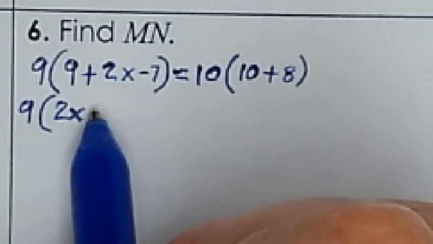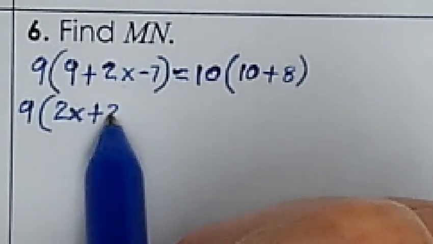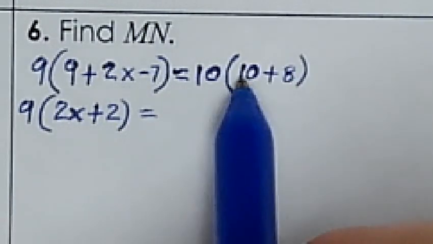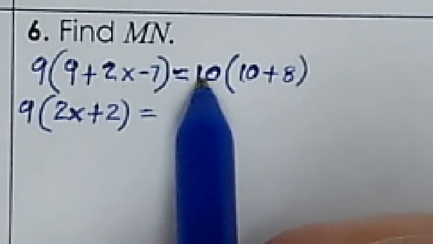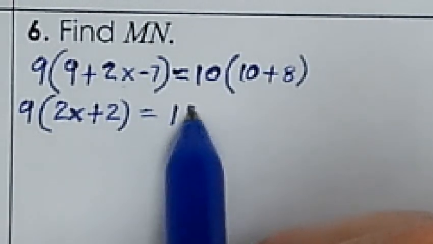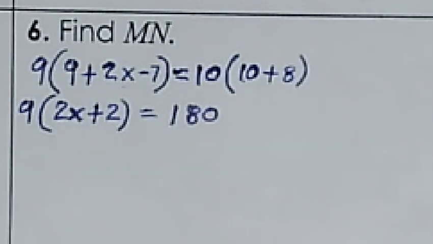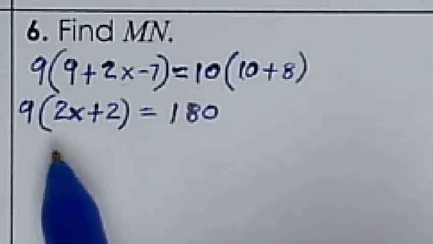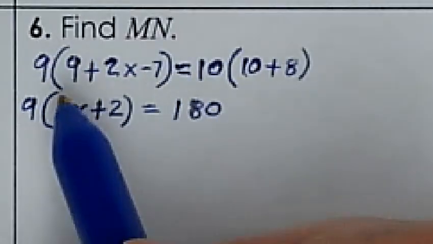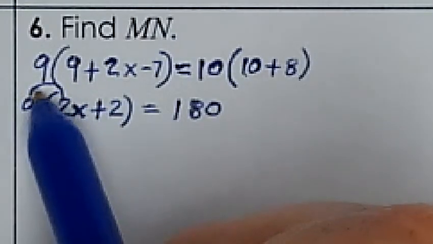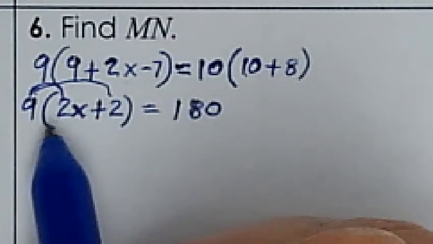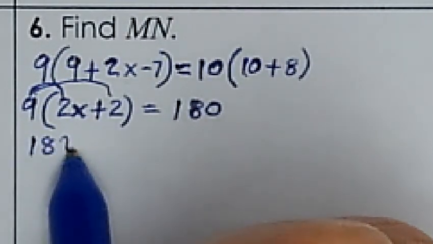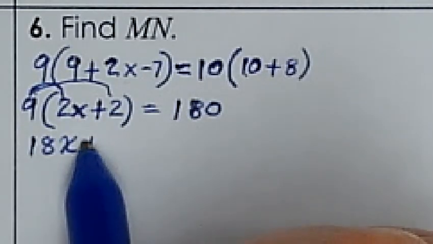And then in this case, unless you want to use a calculator, 10 plus 8 is 18. 10 times 18 is 180. Use your calculator. Since you cannot add the x term and the constant term, just distribute. 9 times the 2x, 9 times the 2. So what's 9 times 2? And then 9 times the 2 again is still plus 18. And that equals 180.